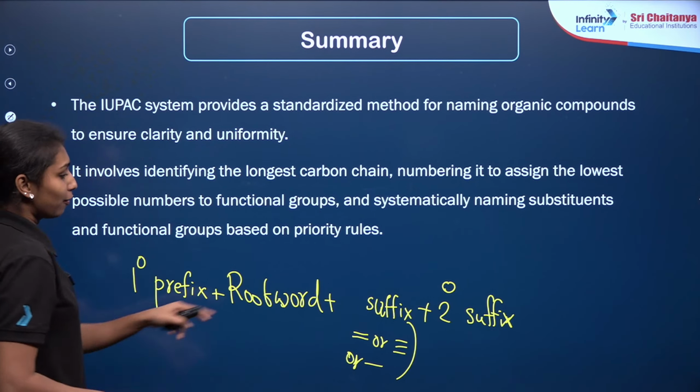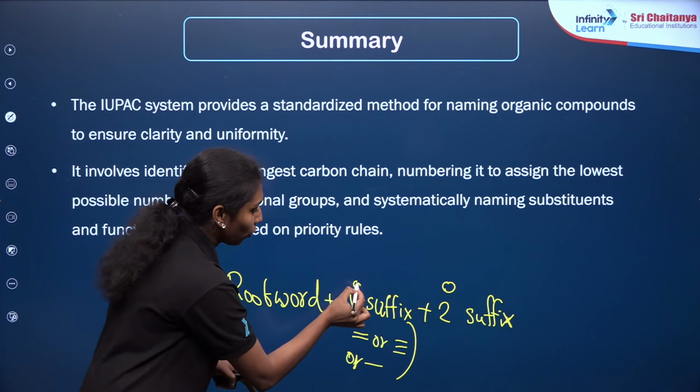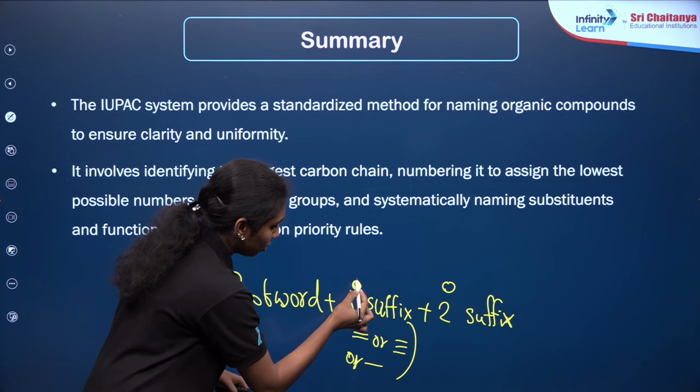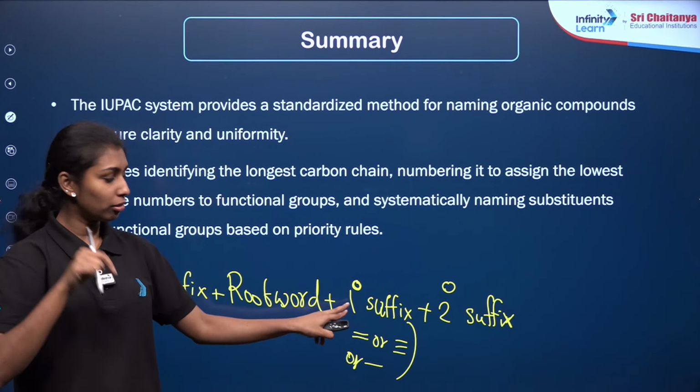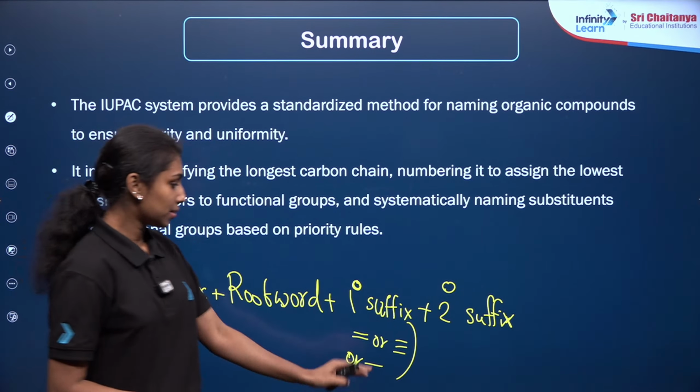In chemistry, when you are asking about primary, it can be represented as 1°. I mean, above the 1, it is giving a 0, which stands for primary. If you are taking 2°, it will be secondary, right?